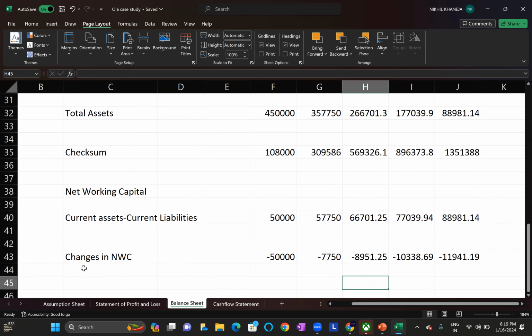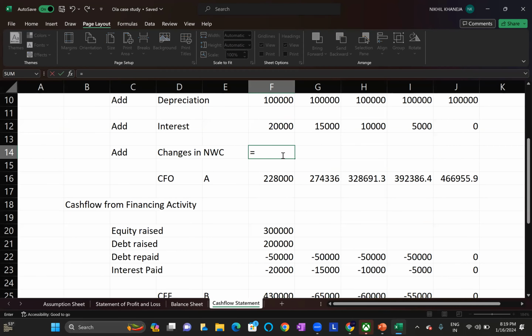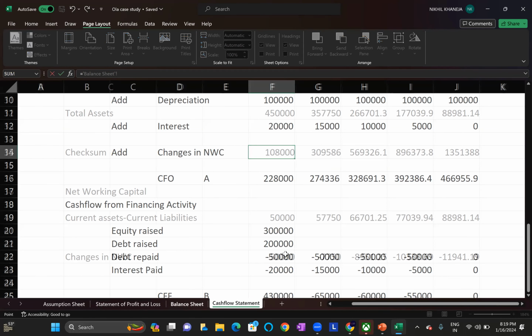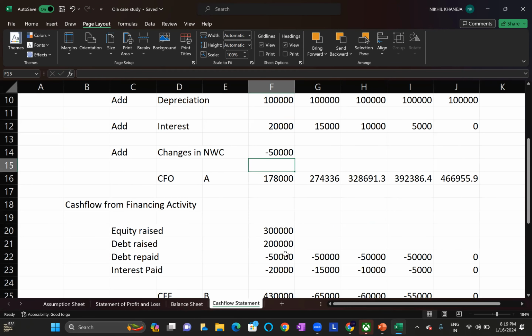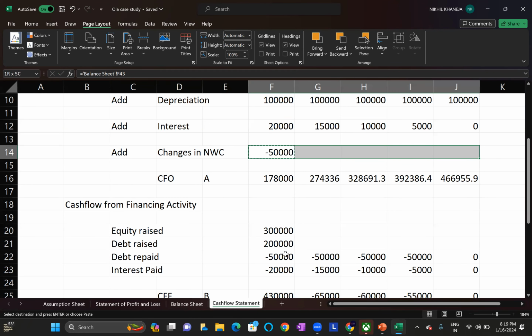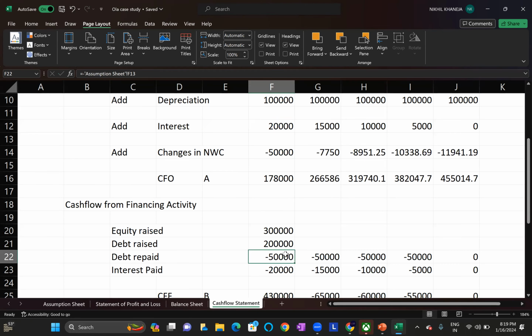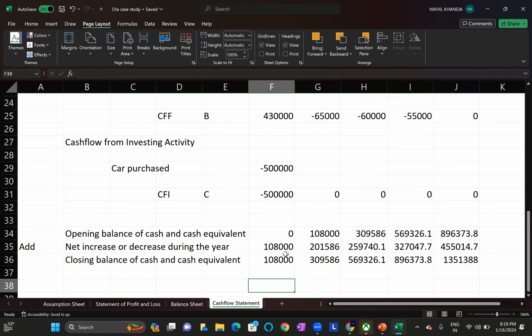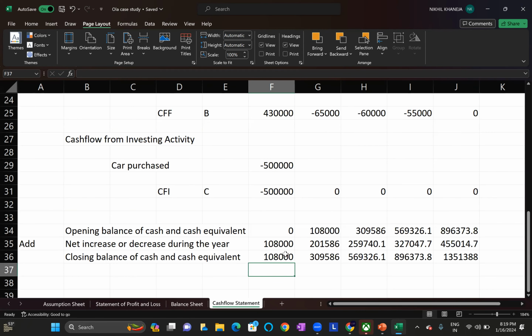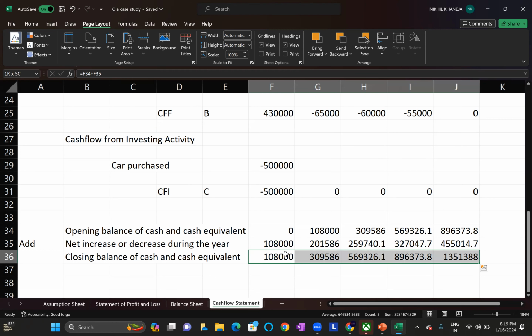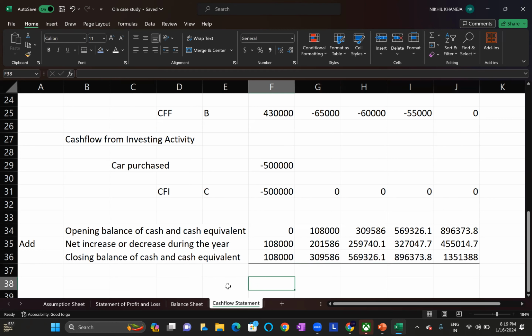So changes in net working capital, I need this amount in my cash flow statement. I'll be linking it up from the balance sheet. Here we go. So now I am done with my cash flow statement. I need these closing balance of cash and bank account in my balance sheet to tally it.